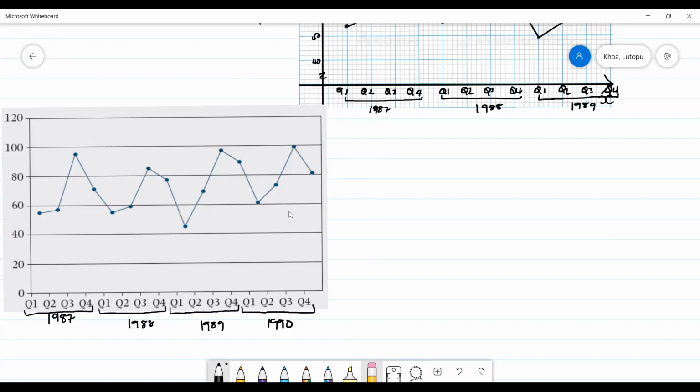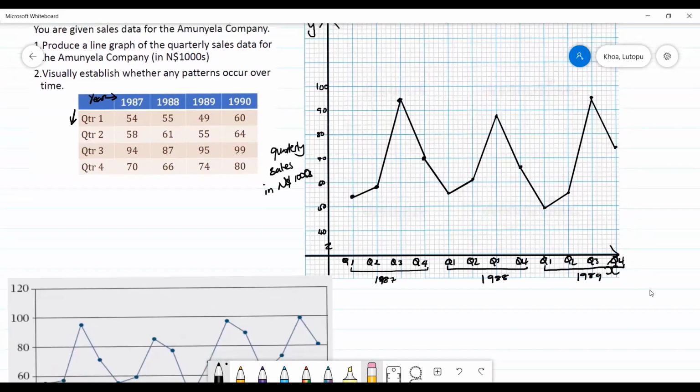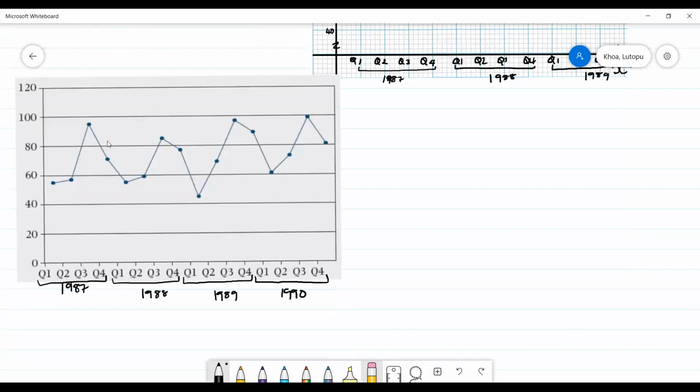Okay, so now the second part of the question says, visually establish whether any pattern occurs over time. So is there a pattern that you can see?